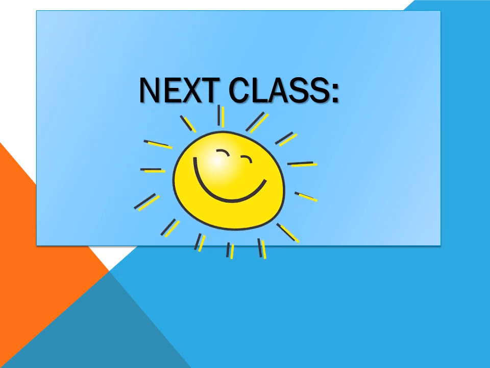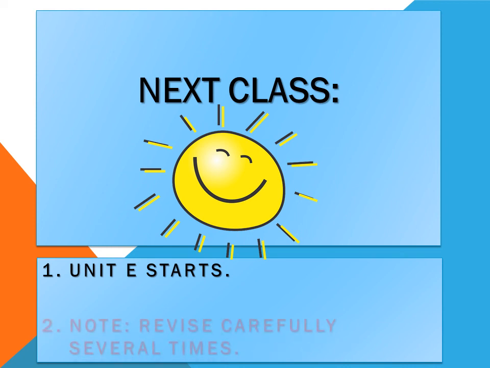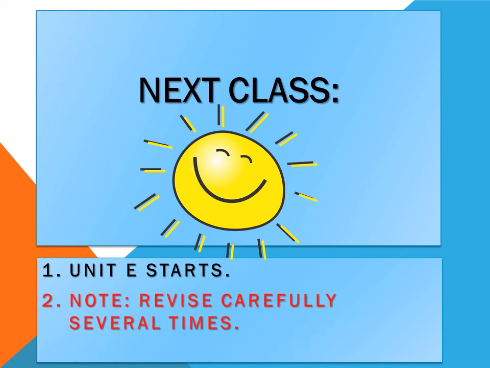I hope everyone enjoyed today's class. This brings us to the end of Unit D of your Tier 2 syllabus. That means out of 5 units in your Tier 2 syllabus, 4 units are complete. So only 1 unit remains. Please revise carefully several times, okay? Only 1 unit to go. After that your exams are coming. So please start practicing.